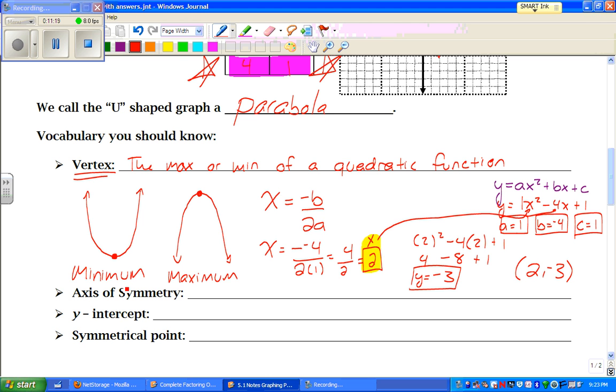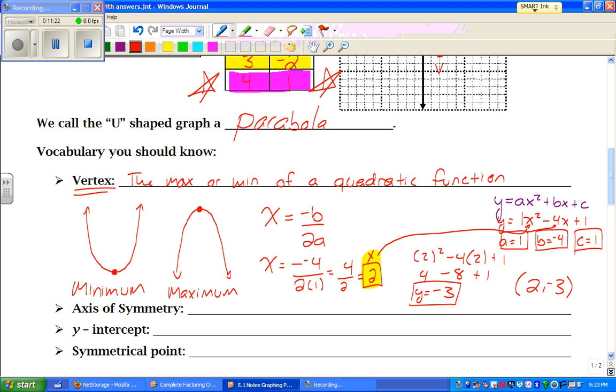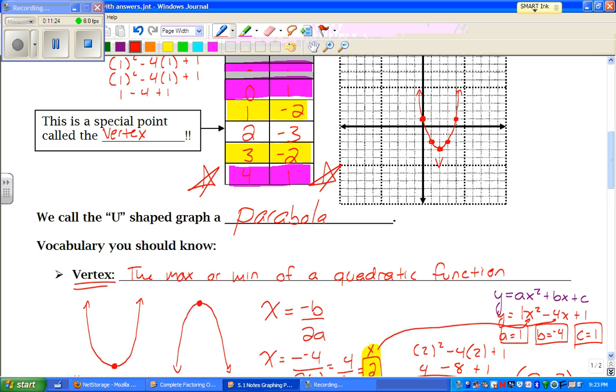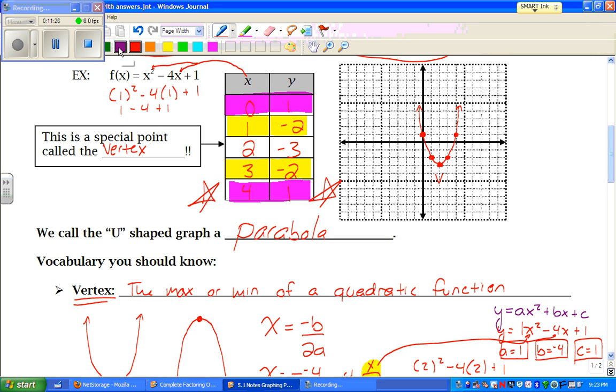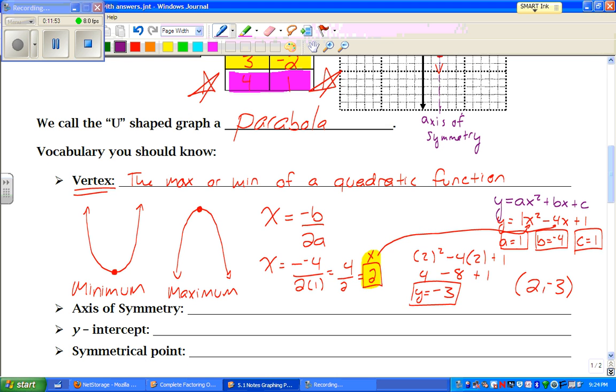The axis of symmetry. We didn't do that yet, so let's talk about it. Let's go back up. The axis of symmetry is the line that cuts the parabola right in half. If I were to cut this parabola right in half, and you can see me drawing this line over here, it goes right through the vertex. That line is called the axis of symmetry. So when we come down here, let's put that in the definition.